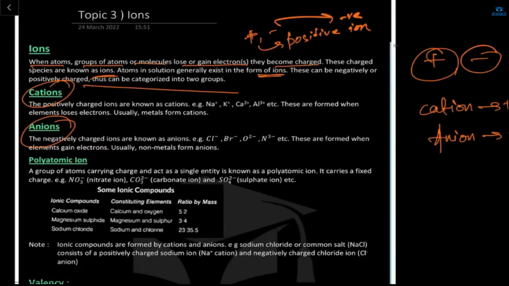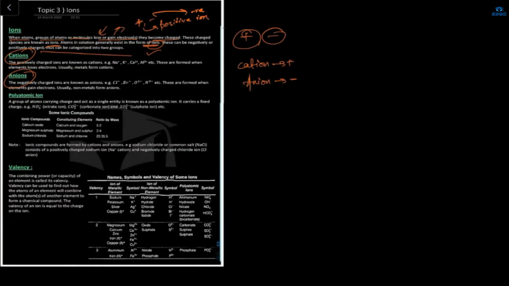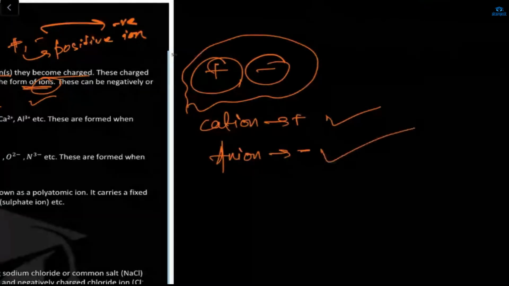So what is an ion? Okay, anybody? What is an ion? Ma'am, the charged electrons are known as ions. Yes, when atoms or molecules gain or lose an electron, they become charged, with a positive charge or a negative charge. That positive or negative thing we call an ion. And since an ion is positive or negative, it is categorized into two types. One is the positive one, which we call a cation. Another is the negative one, which we call an anion.